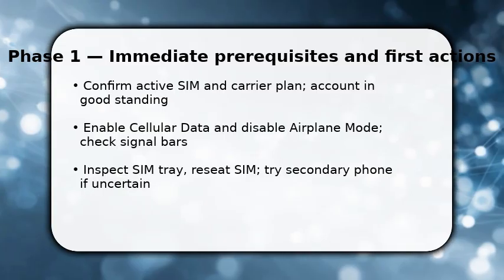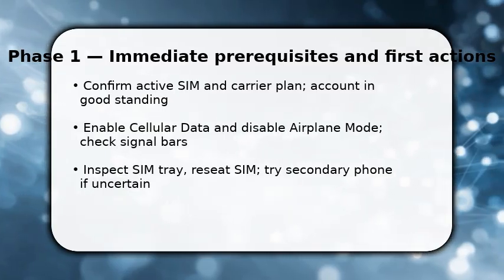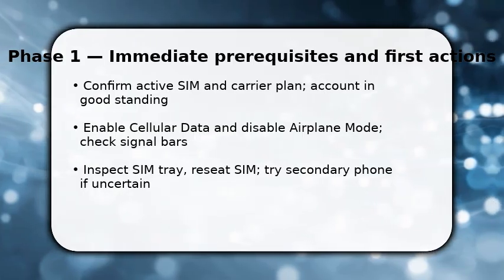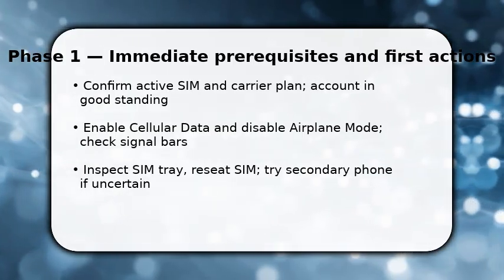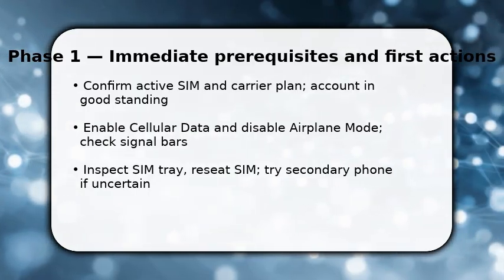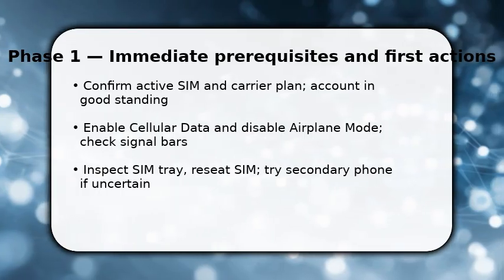You start by confirming the basics, an active SIM and a valid carrier plan, because without service, nothing will connect. Next, enable cellular data and turn off airplane mode. Look for signal bars. Once done, physically inspect the SIM tray and reset the SIM.